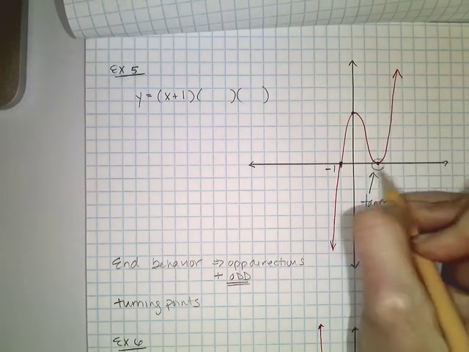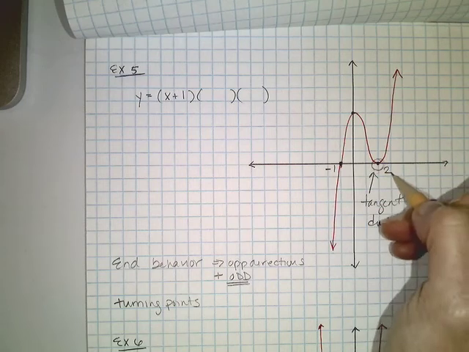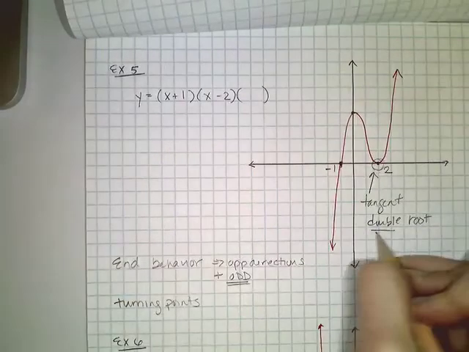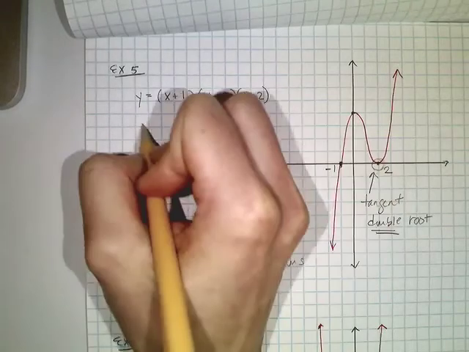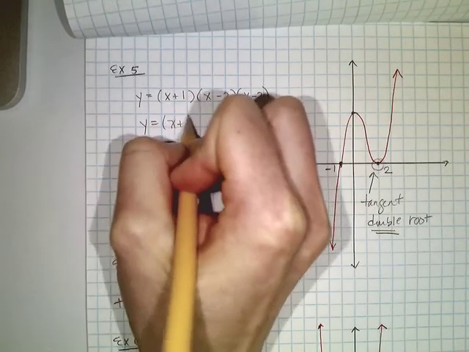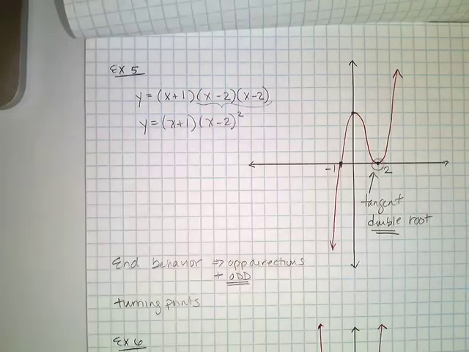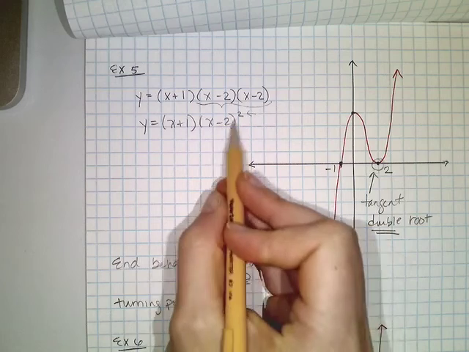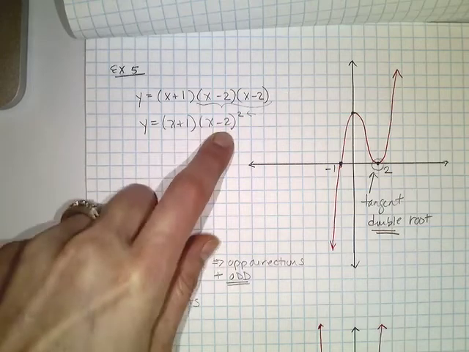So if I have x equals 2, 0, that means that I not only have that x minus 2, I have 2 of them, x minus 2. And we will commonly write that as y equals x plus 1 times x minus 2 squared. So whenever you see a square on a factor like that, it means that it's a tangent root or a double root. Okay? So that's how that works.